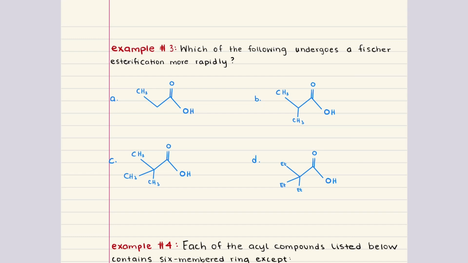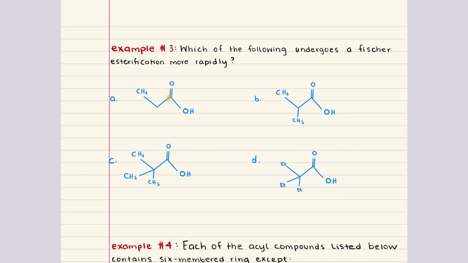esterification more rapidly? In a Fischer esterification, a carboxylic acid reacts with an alcohol under acidic conditions to form an ester. The key step is that the alcohol must attack the carbonyl carbon of the carboxylic acid. Therefore, the rate of Fischer esterification depends heavily on how accessible that carbonyl carbon is to nucleophilic attack.